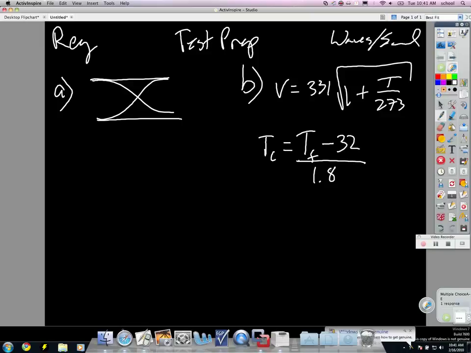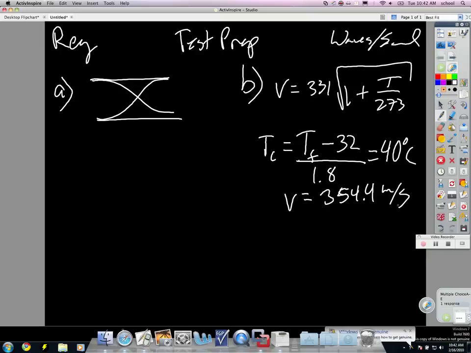So then 104 minus 32 becomes 72, and 72 divided by 1.8 is like 40. Okay, so I'm just going to say 40 degrees Celsius to make my life easier. And so then I plug it up here, and what velocity do you get for the speed of sound? 354.4 meters per second. Okay, so there you go, that's part B.